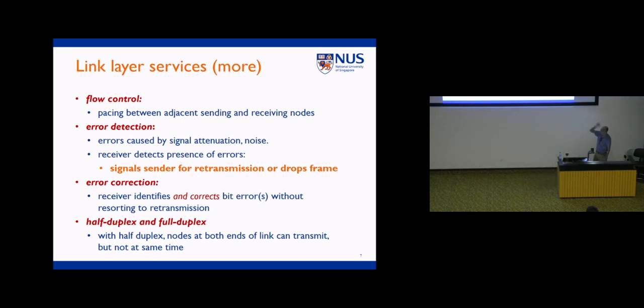And then these links can be either half duplex or full duplex. Full duplex means you can receive and transmit at the same time. Ethernet is like that. While you're transmitting, you can also receive. Wi-Fi is half duplex. While you're transmitting, you cannot receive. So you can do one of those 2 things. Either you're transmitting or you're receiving.